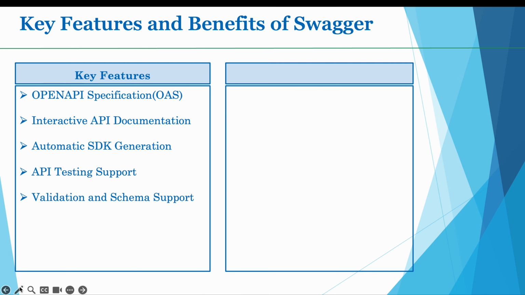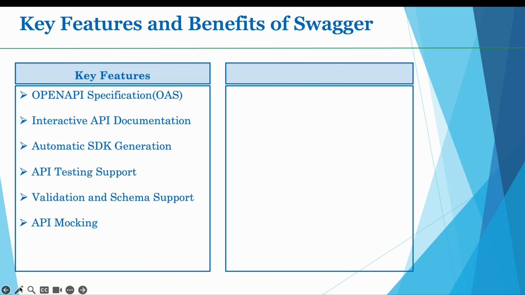So it will also provide validation and schema support. Again, it's the OpenAPI specification schema, and it also ensures compliance and consistency. Additionally, Swagger supports JSON schema, allowing developers to define and validate request and response payloads against the predefined schemas.